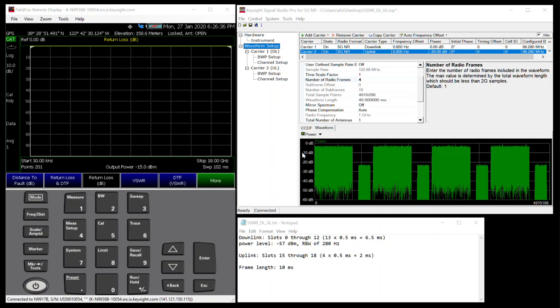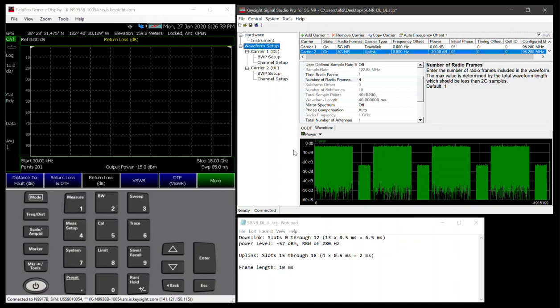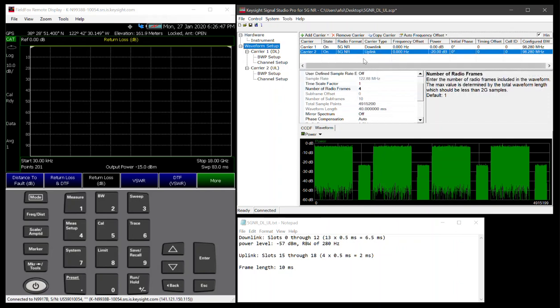So here I have Signal Studio driving an MXG. My MXG signal generator is hooked up to my FieldFox. I don't have an over-the-air signal to measure, and I've generated a 5G NR signal that includes both a downlink and an uplink, just about identical. I lowered the power of the uplink just so I could see it.